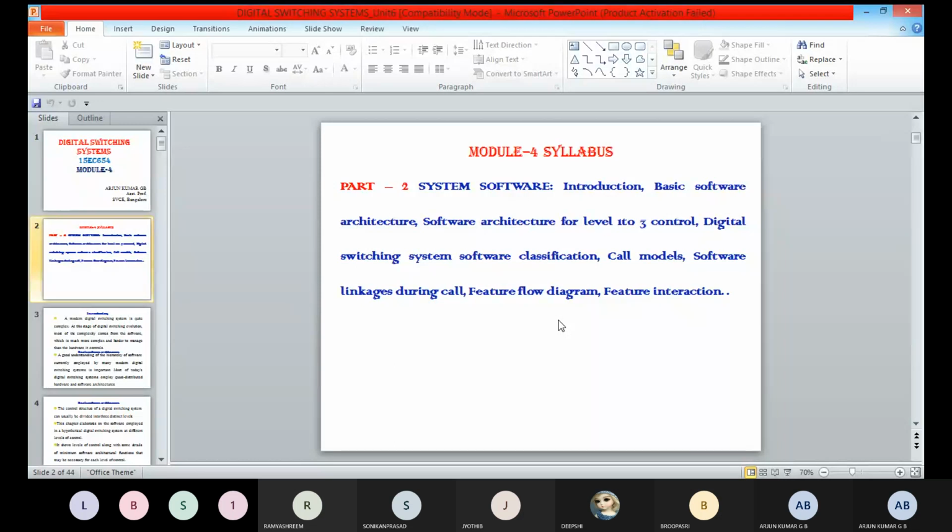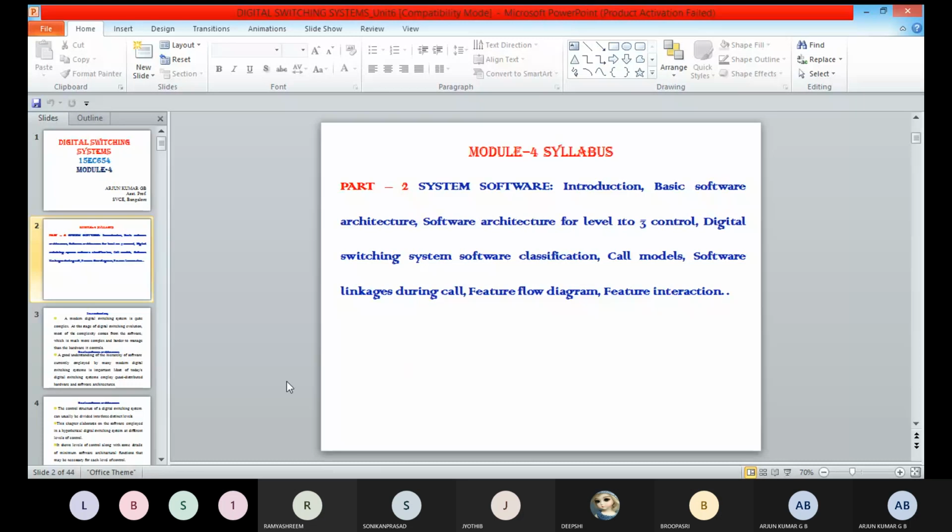Again, the software classification with the call models and software linkage with the call, and some of the feature flow diagram, feature interaction. Feature interaction means that at present we have many special features available in our smartphone. In earlier days, there were features like call forwarding and call barring. These features were given in the early decades. This we are also discussing here.